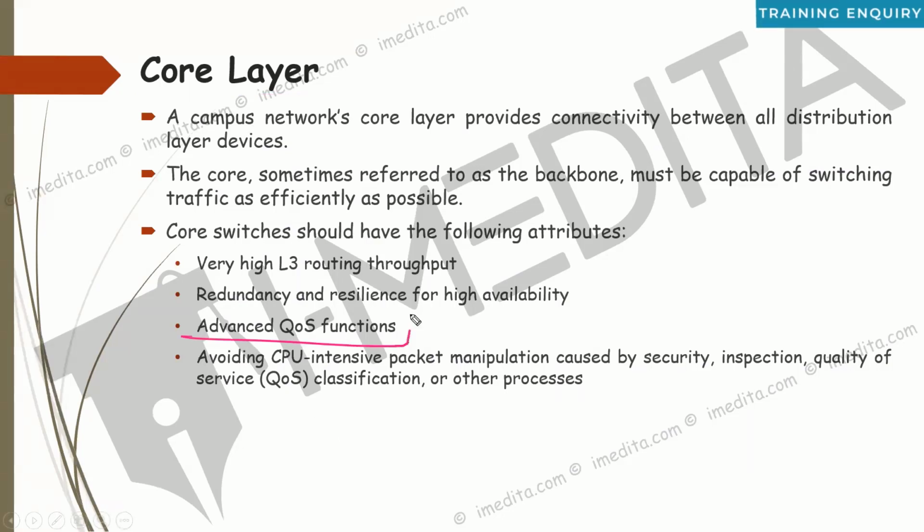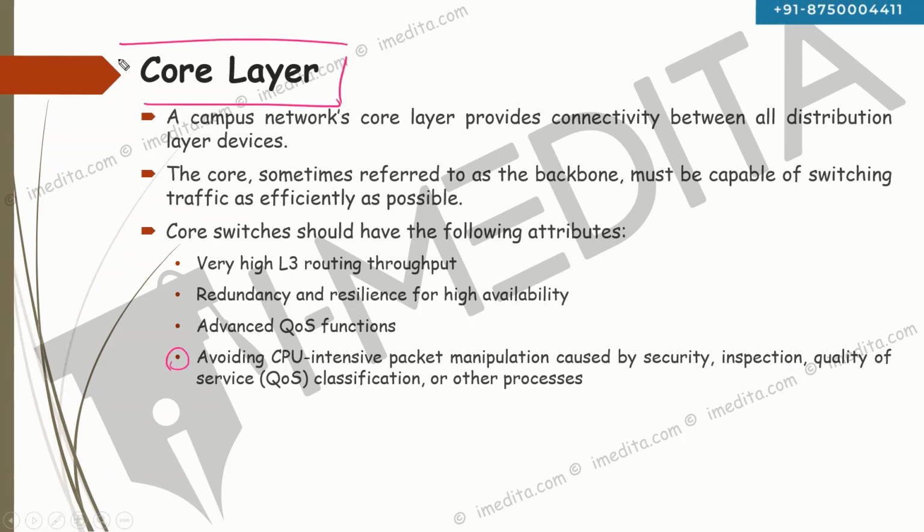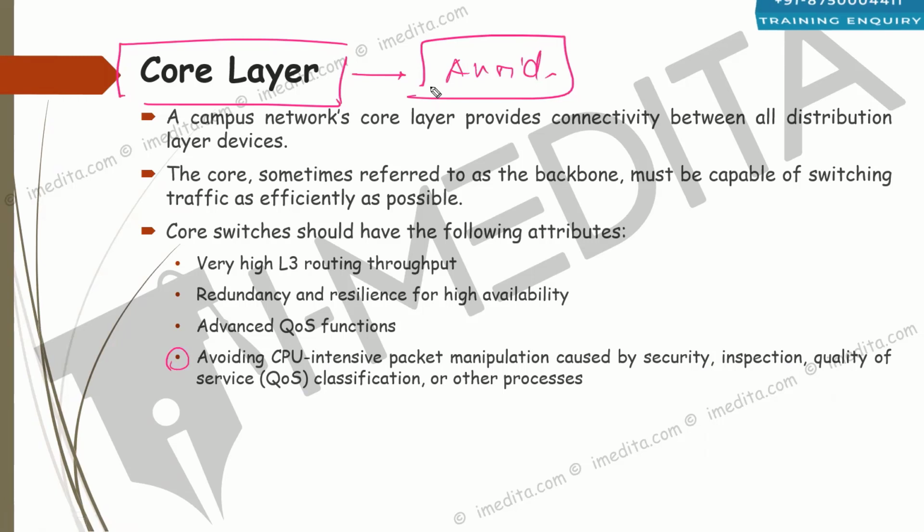Advanced quality of service functions should be there. We should avoid any CPU intensive packet manipulation caused by security inspection, quality of service classification, or any other processes. So on the core layer devices, we should avoid any CPU intensive task that can consume CPU and lower the performance of the switches. CPU intensive tasks such as inspection, or ACLs, or anything like that.